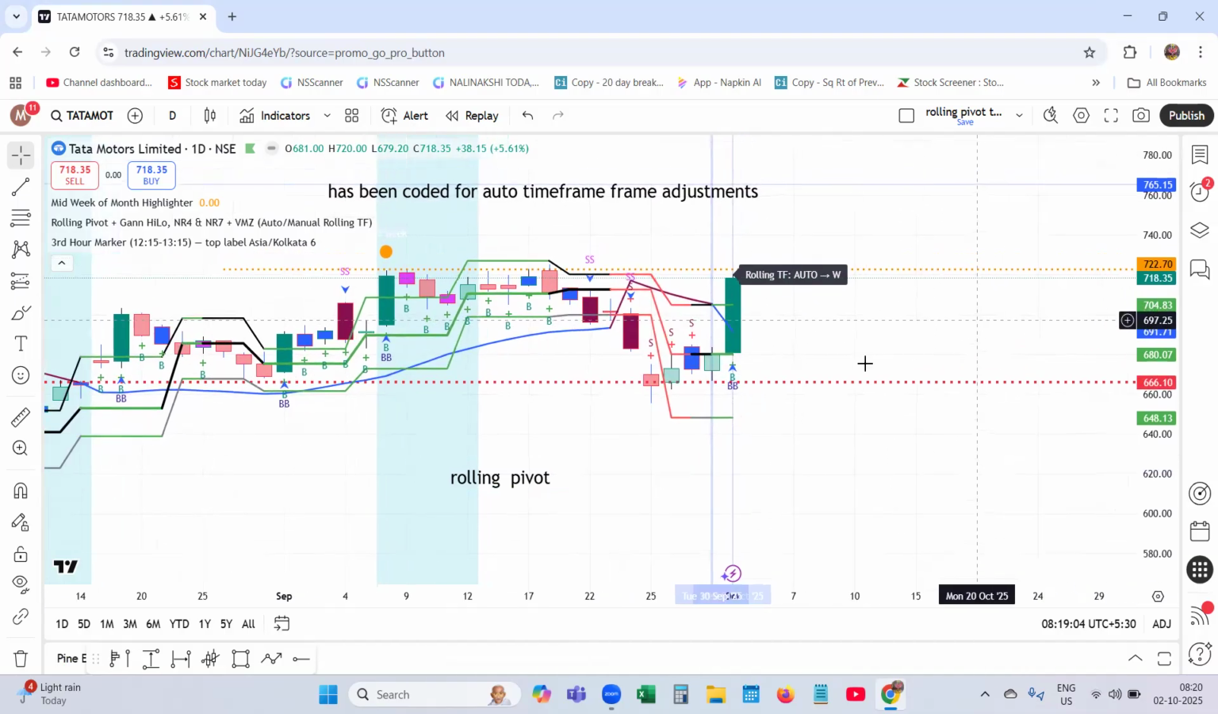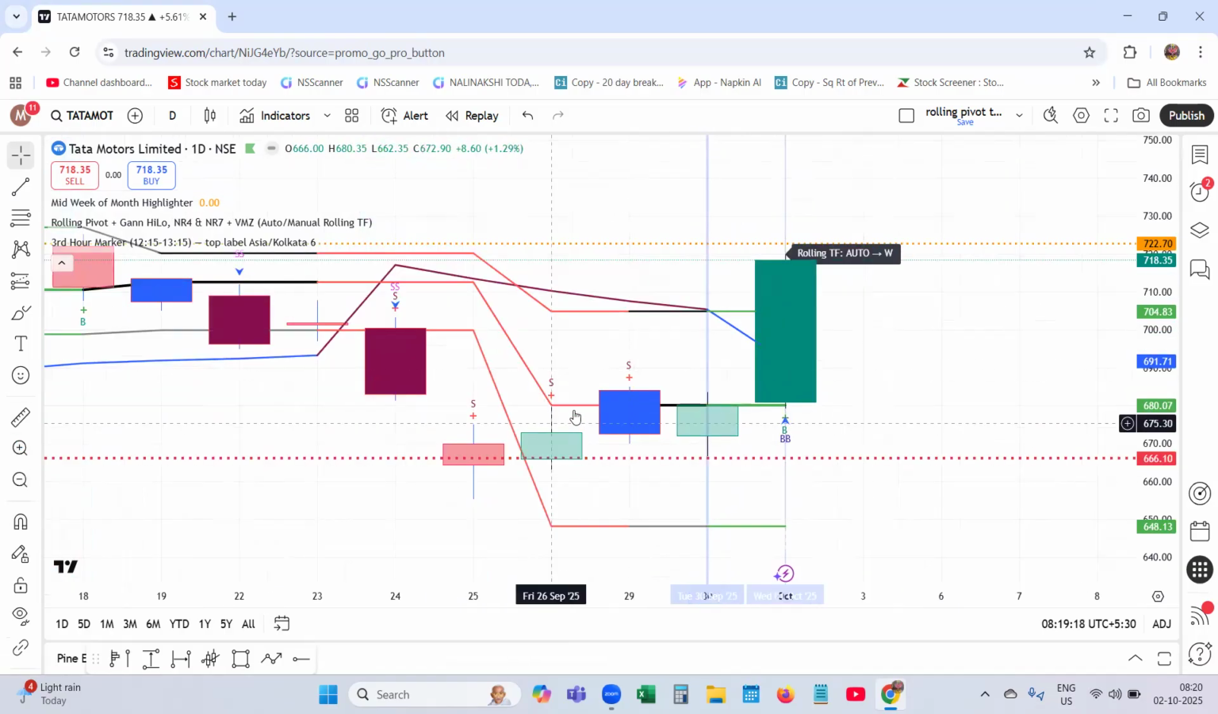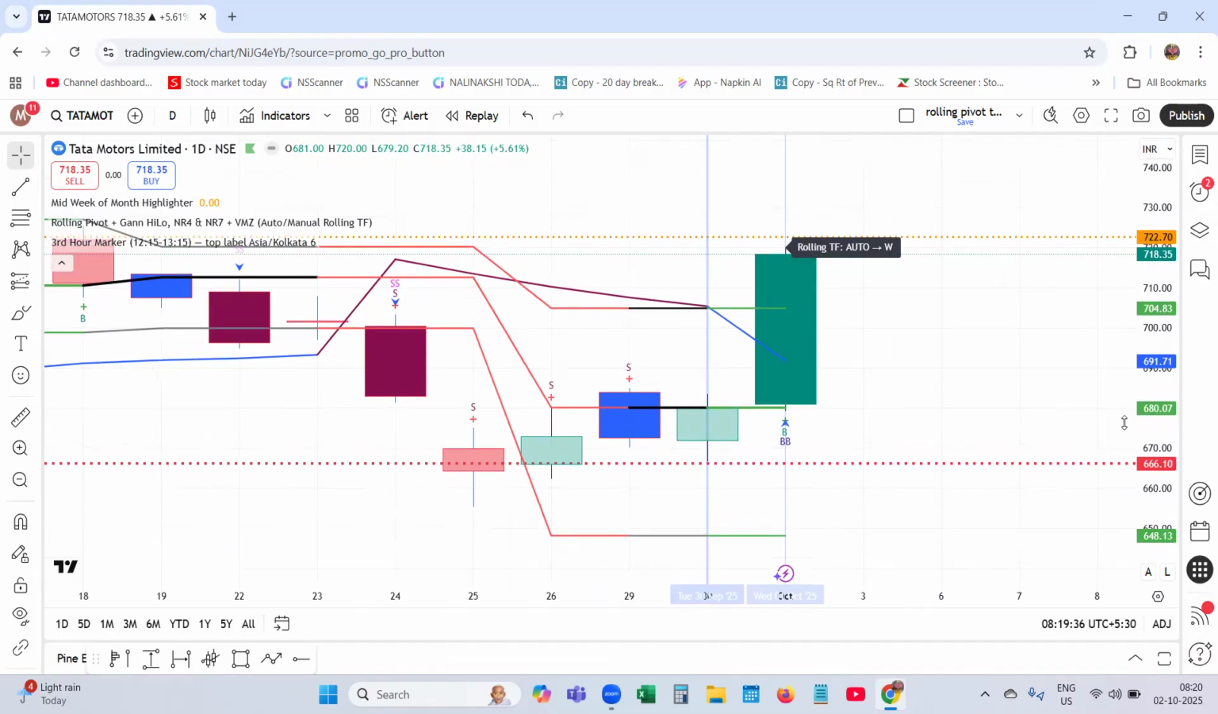You can see the color changes that have been coded into this indicator. Over here, Tata Motors fell and the support changed to gray when it was going sideways. For example, it was a sell signal. When this sell signal was turning into neutral, the color of the pivot changed.